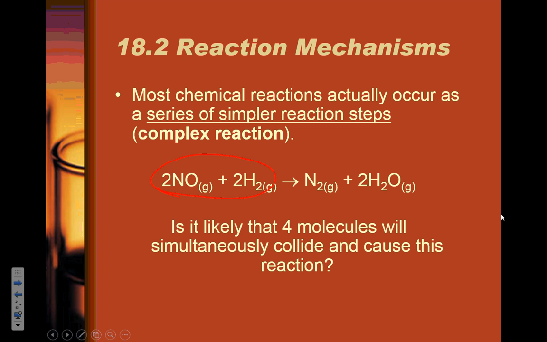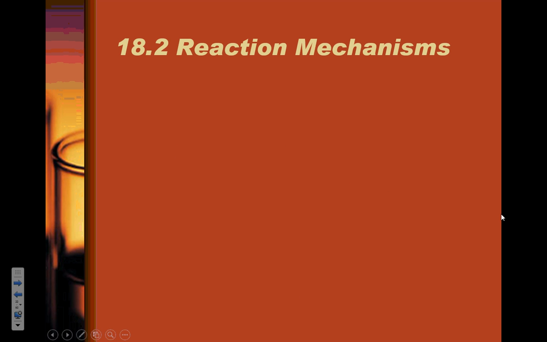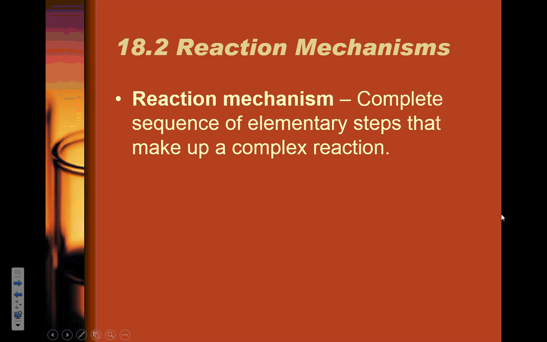So it's really just unlikely that four molecules are going to simultaneously collide. That means this can't be how it actually happens on a particle level. Well, how does it really happen on the particle level? That's what's called a reaction mechanism. It's a complete sequence of elementary steps, simple reactions that are actually looking at what's happening on a collision by collision basis, that overall would make up a complex reaction.